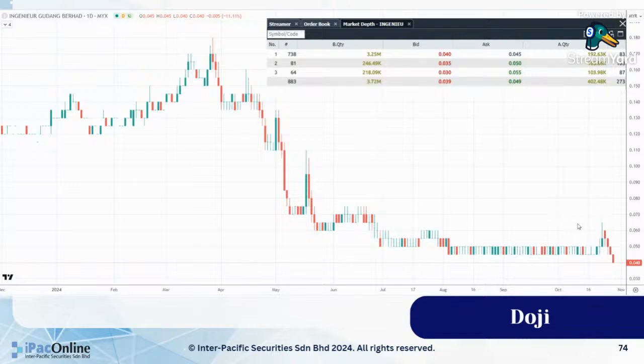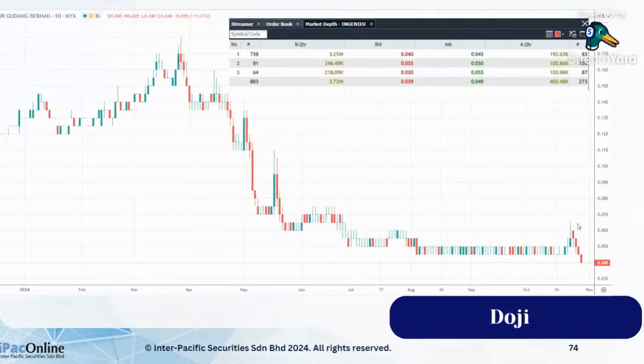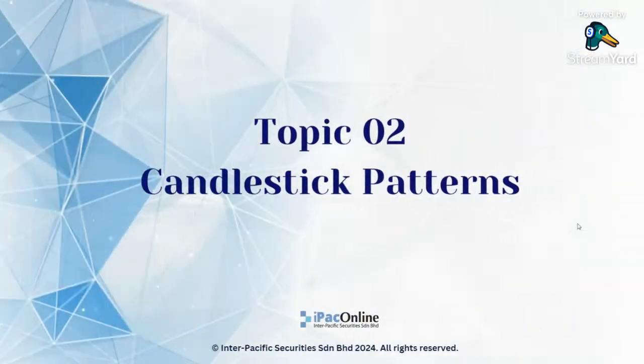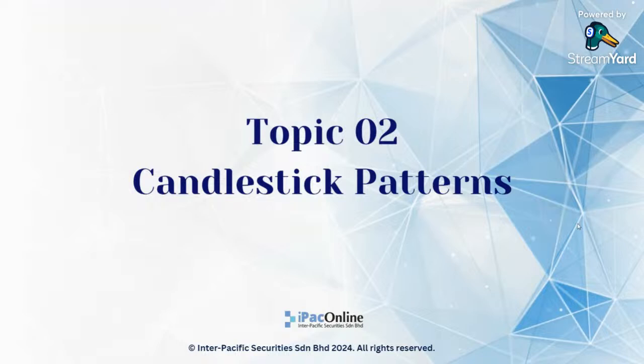Personally, I would say that if you are trading based on technicals, then you might really want to avoid this kind of doji chart pattern counters. All right. So that basically covers the potential candlesticks that we will see in the markets.